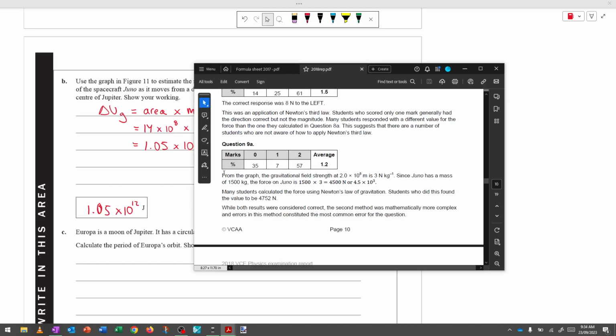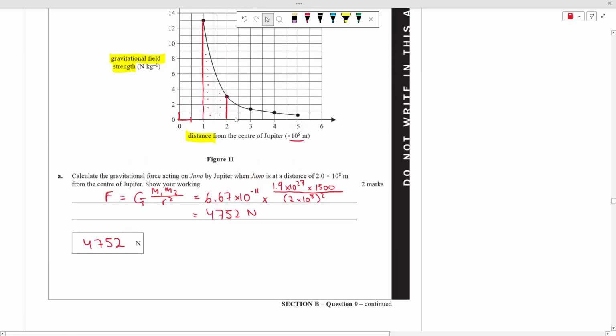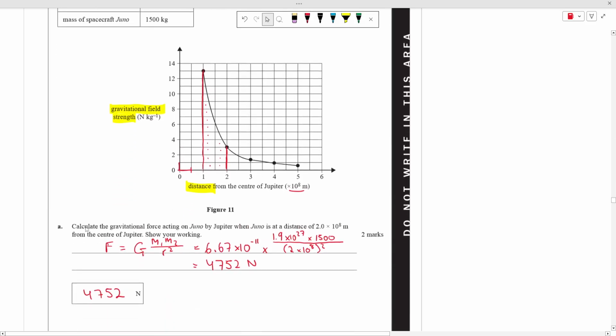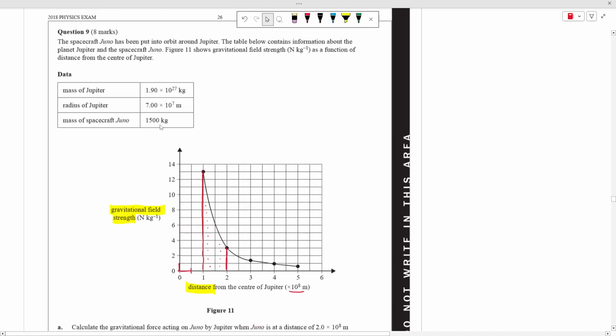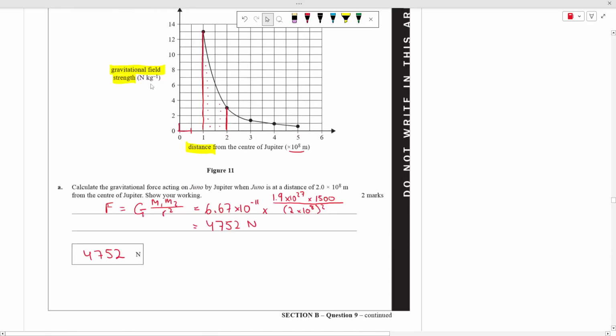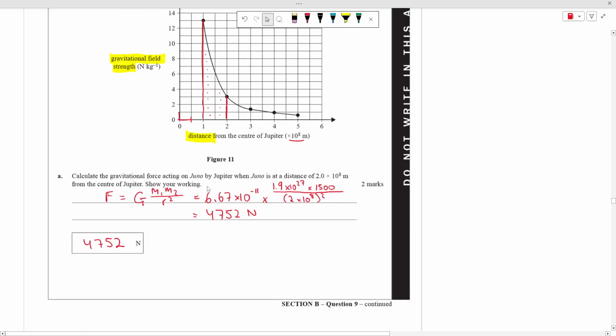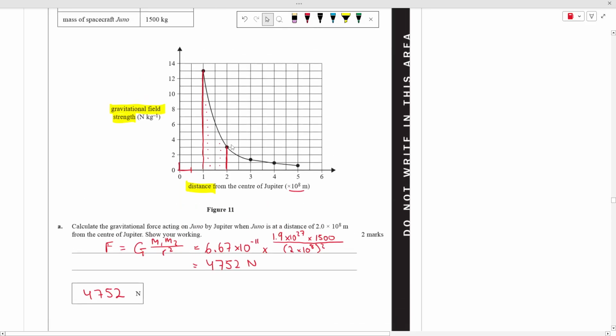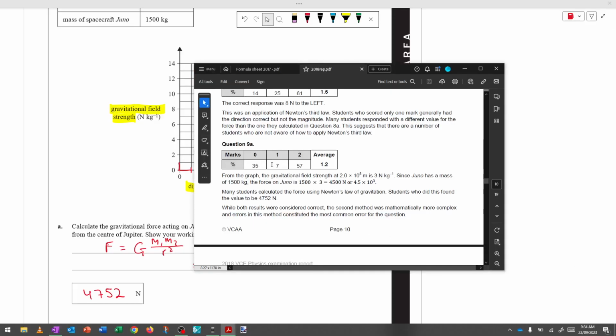Now, they're saying that from the graph, the gravitational field strength is 3 newtons per kilo. Did the question say use the graph? Calculate the gravitational force acting on Juno by Jupiter when Juno is at a distance of that. But see, we didn't need to worry about the graph because all the data was here. So, I don't know why the report says to do it using the graph, because that's what they've done here.